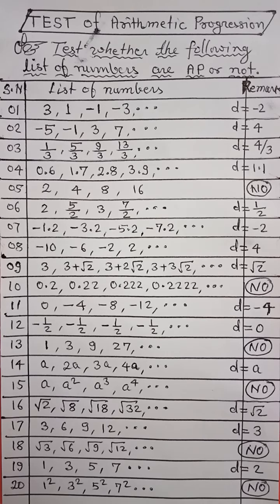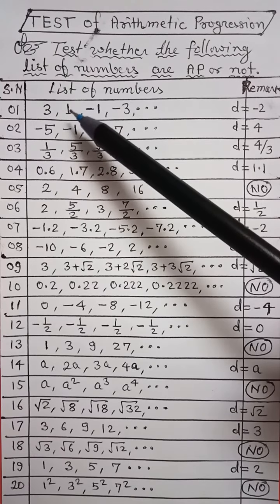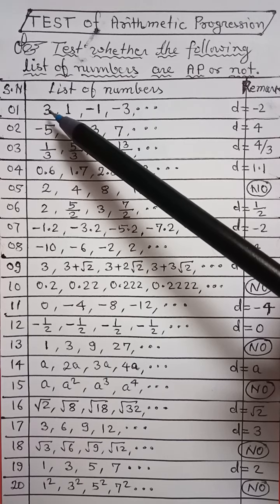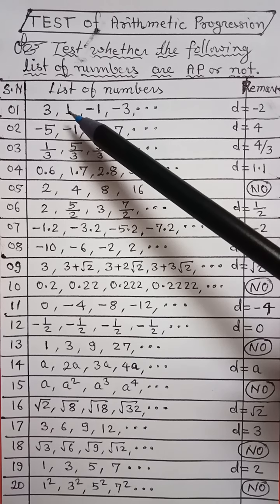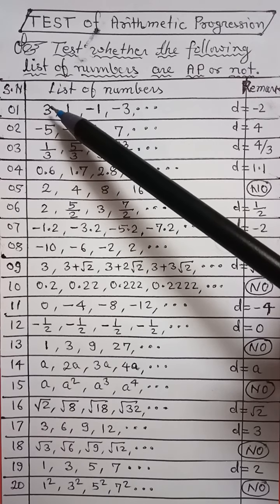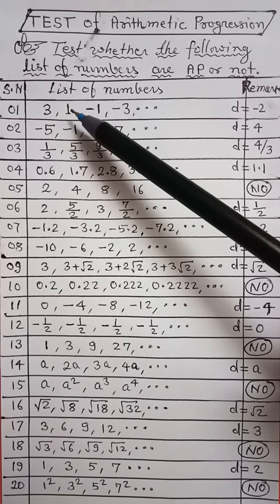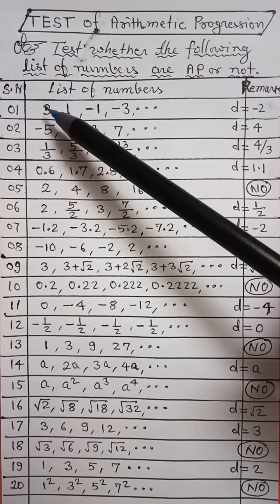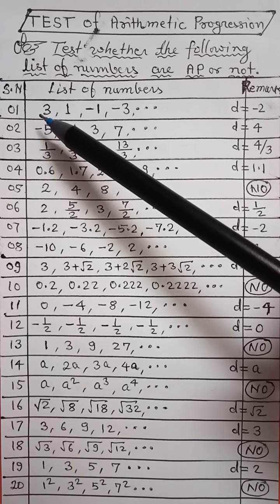Now a sequence is an arithmetic progression if any term minus its preceding term is constant throughout. Now let us see here. Here the second term is 1 and the first term is 3. 3 is before 1. That means 3 is the preceding term of this term. This is your first term or item at the first serial number.